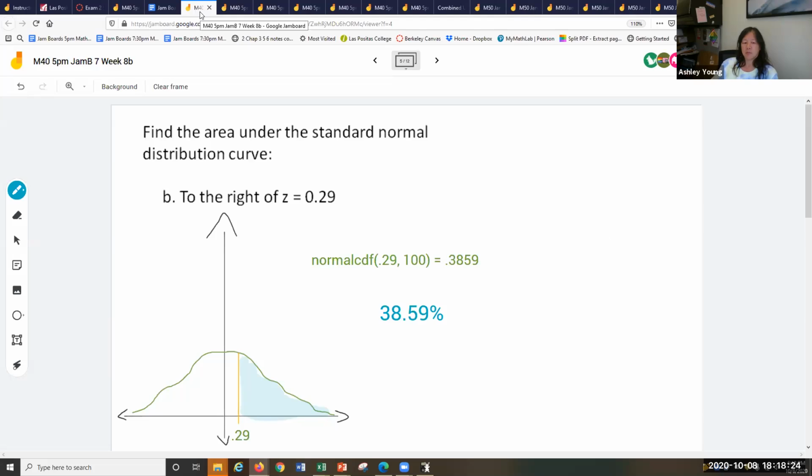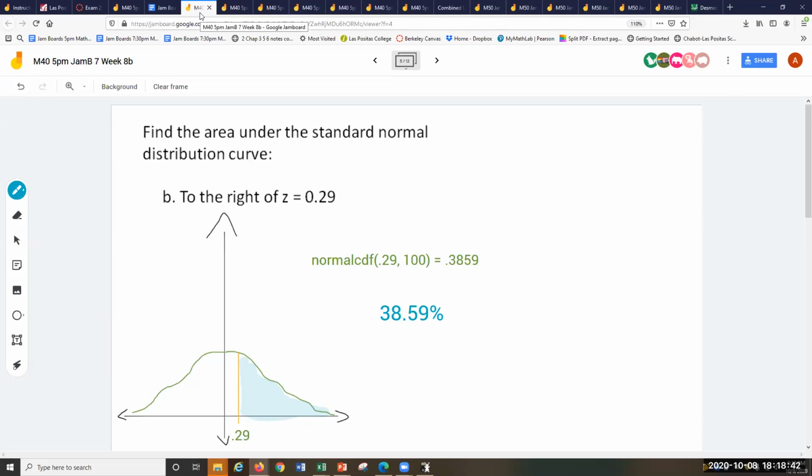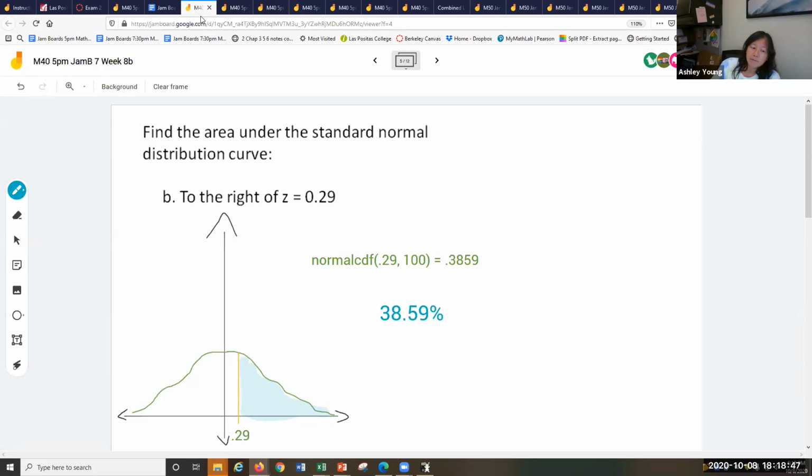Go ahead. So for B, we first started by doing normal CDF, by then doing 0.29, and then 100, which represents just a number, represents infinity. Yeah, okay, that's close up to infinity, sure. Then we got 38.59 percent. Don't forget the percent. And then we shaded it to the right to represent the population that's bigger than 0.29. Okay, good. So here's their normal curve, their line, 0.29, and then they shaded to the right.